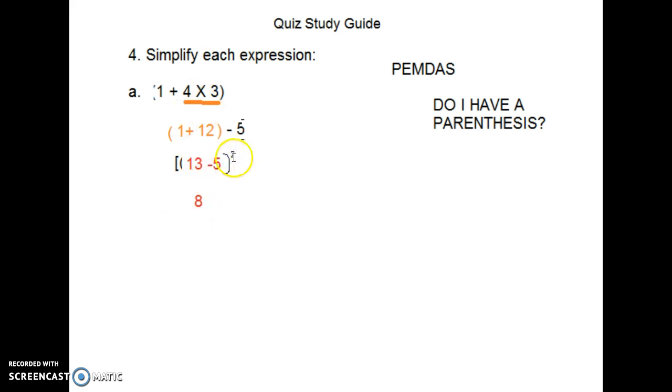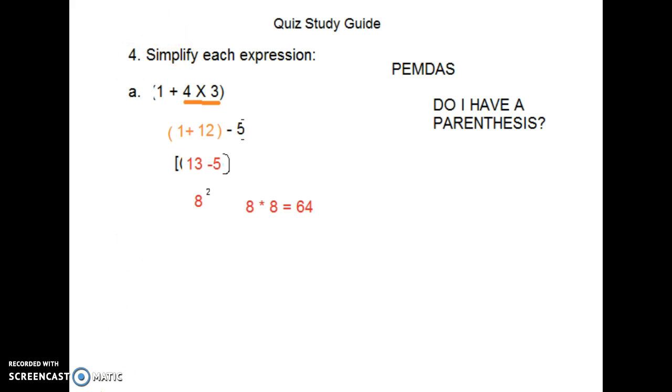And now I got to do this little squared, right? To the power of 2. I'm going to bring him down 2. And then 8 times 8 equals 64. That's our first answer for A. I'm going to let you guys do the rest of them for number 4.